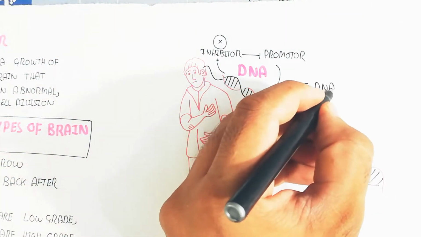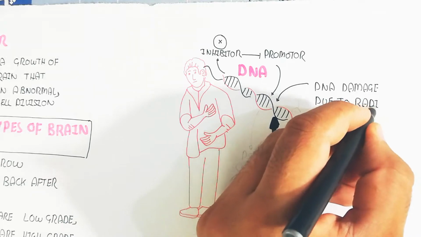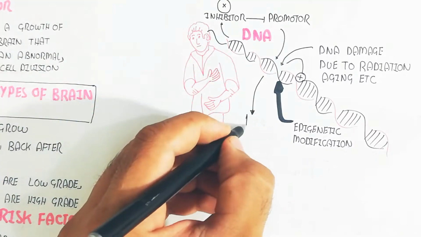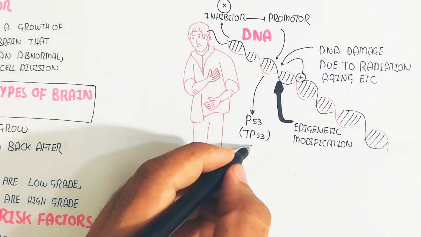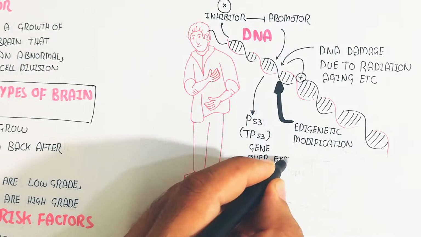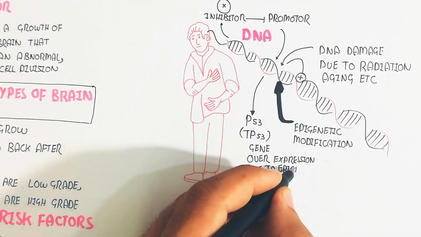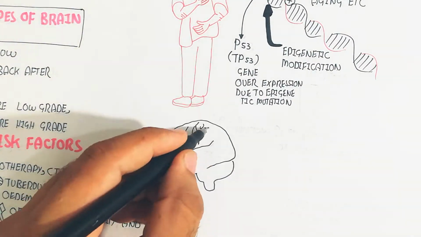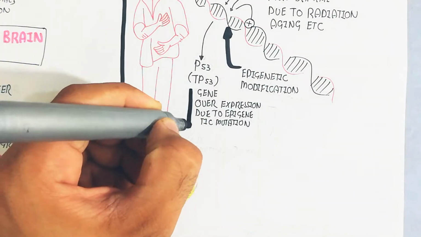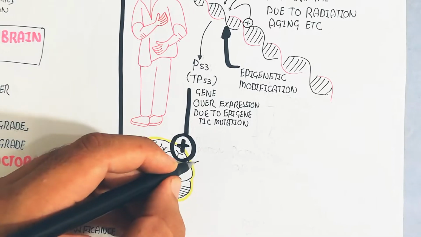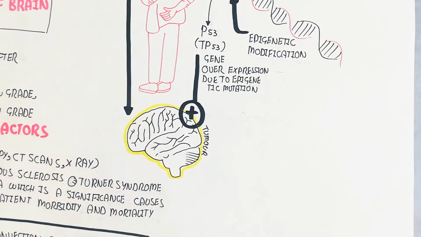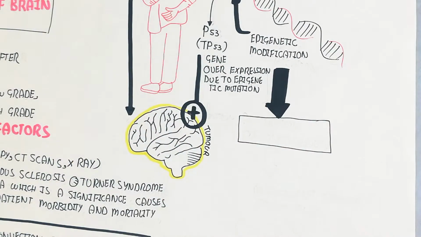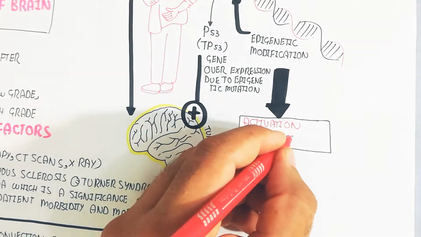So the inhibitor methylation will lead to not inhibiting the promoter, so the DNA damage due to radiation, aging, etc. will lead to uncontrolled production of p53 protein or TP53, a gene overexpression due to epigenetic mutation. This epigenetic mutation will lead to tumor in the brain. So remember these things. The activation of oncogene will lead to malignant tumor formation, also the benign tumor. But the benign tumor is not as harmful as a brain tumor.